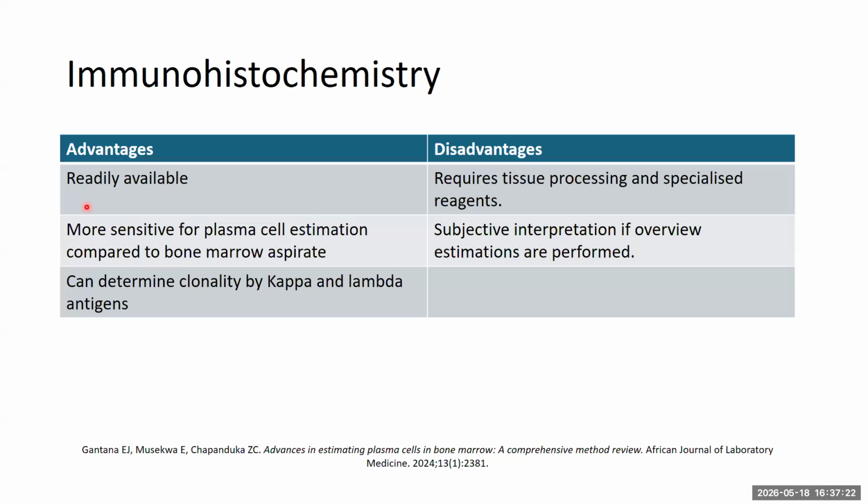So these are some of the advantages and disadvantages of using immunohistochemistry. The advantages include that it's readily available and it's more sensitive for plasma cell estimation compared to using the bone marrow aspirate. However, there are some cases where the aspirate can have more plasma cells than the bone marrow trephine, and in that case, the higher percentage will be used. It can also be used to determine clonality by kappa and lambda antigens. We did not use this in our case as we confirmed clonality with flow cytometry, as will be explained in a few minutes.